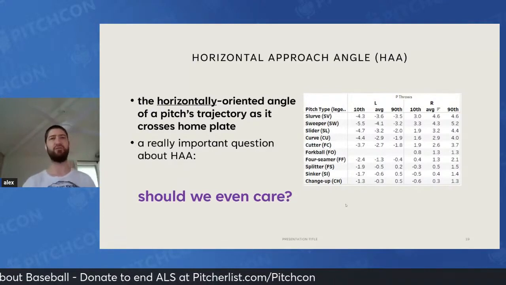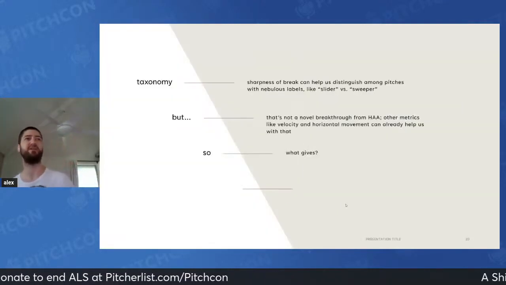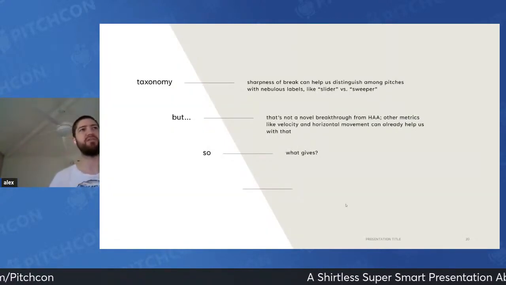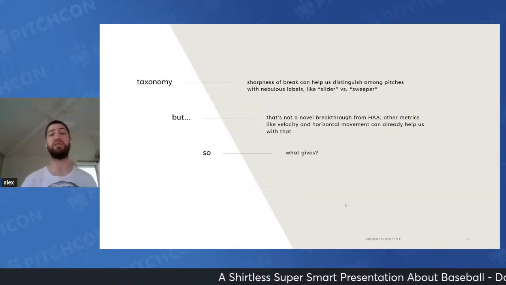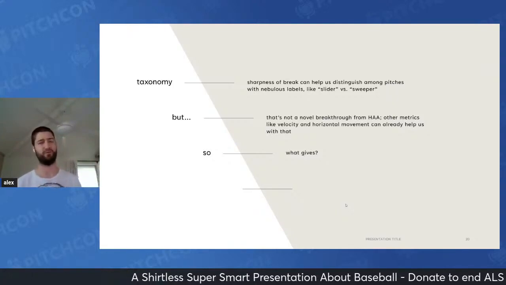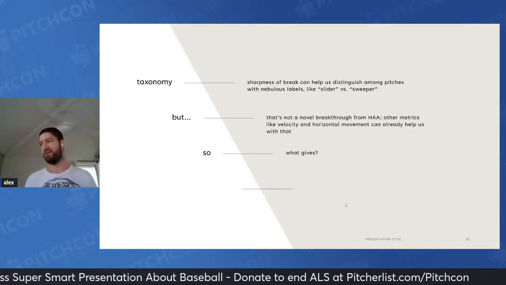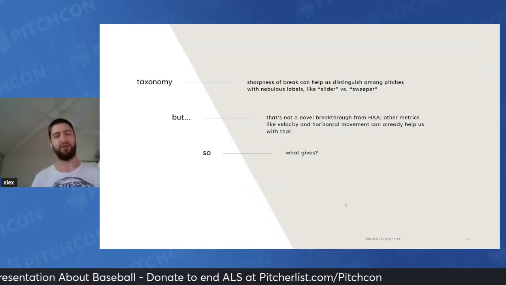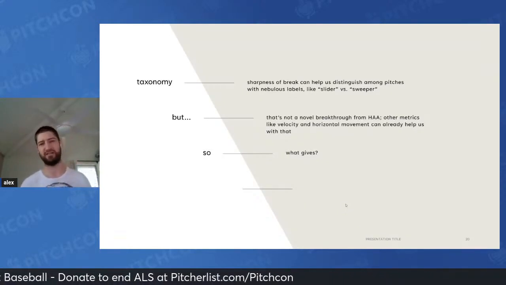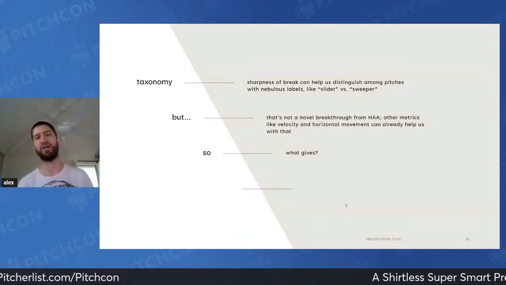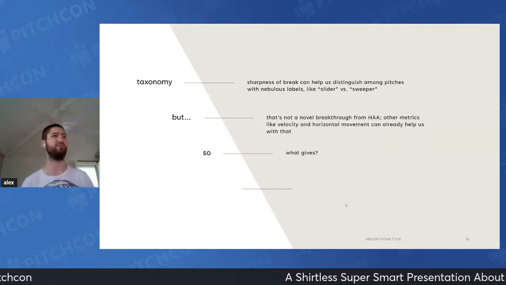So should we even care? Great question. Taxonomy. Sharpness of break can help us distinguish among pitches with nebulous labels like slider and sweeper. So I do think that's important. Although, again, I'm not here to relitigate pitch names and pitch types. That conversation could go on forever. You're never going to find a consensus. I said I wasn't going to talk about it, and here I'm talking about it. So let's move on.